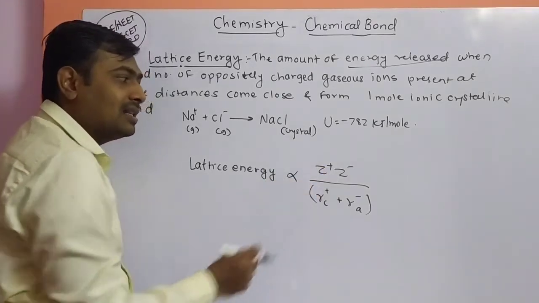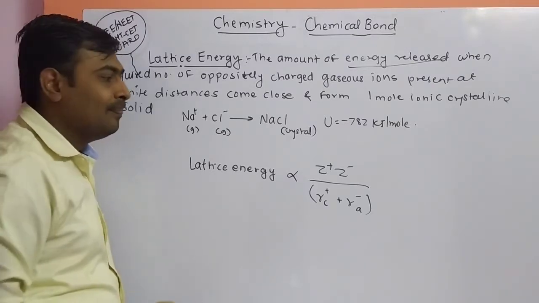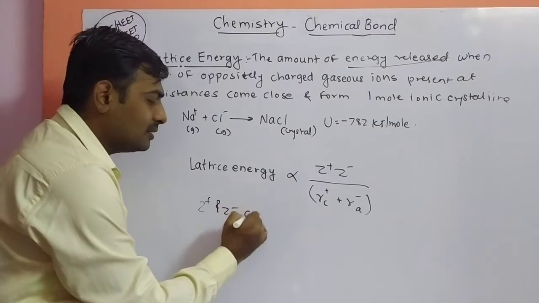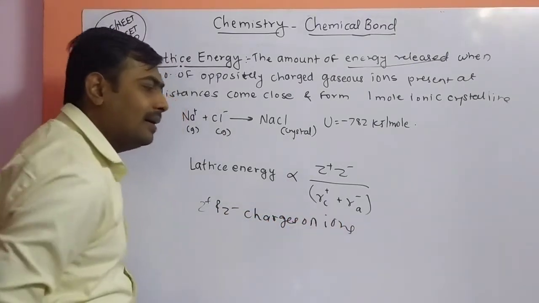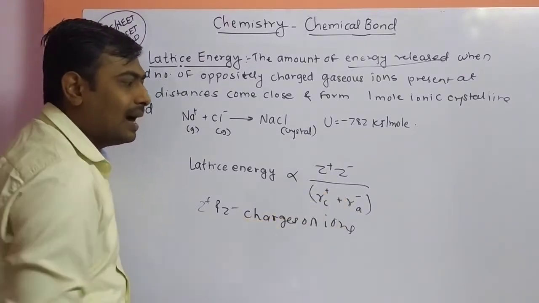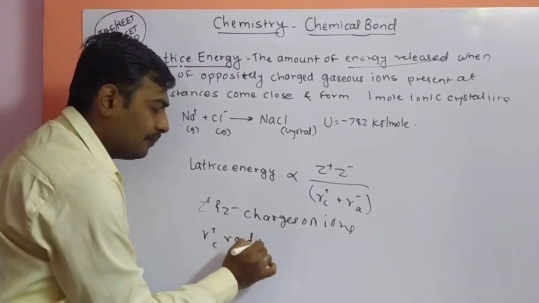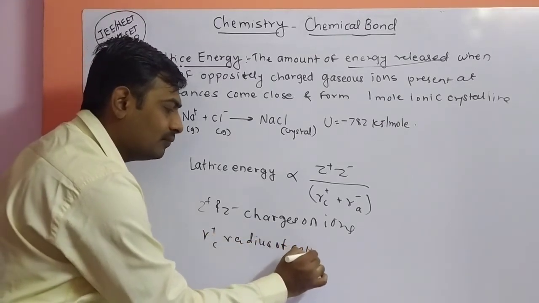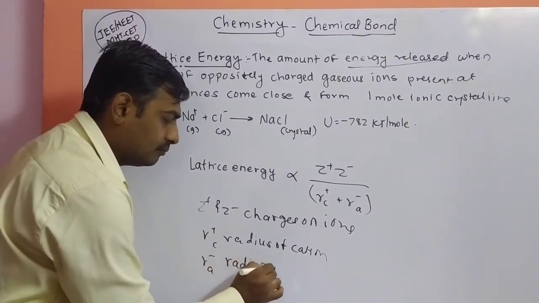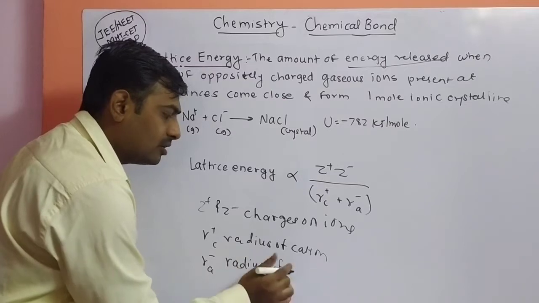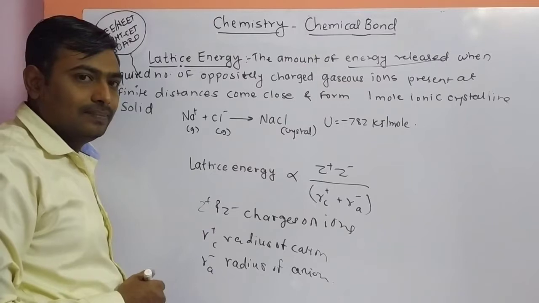This energy is called the lattice energy of the substance, and it is directly proportional to the charges on the cation and anion. So that is Z plus and Z minus, which are called the charges on ions, and r plus and r minus. This is the radius of the cation, and this is the radius of the anion. So this is your lattice energy.